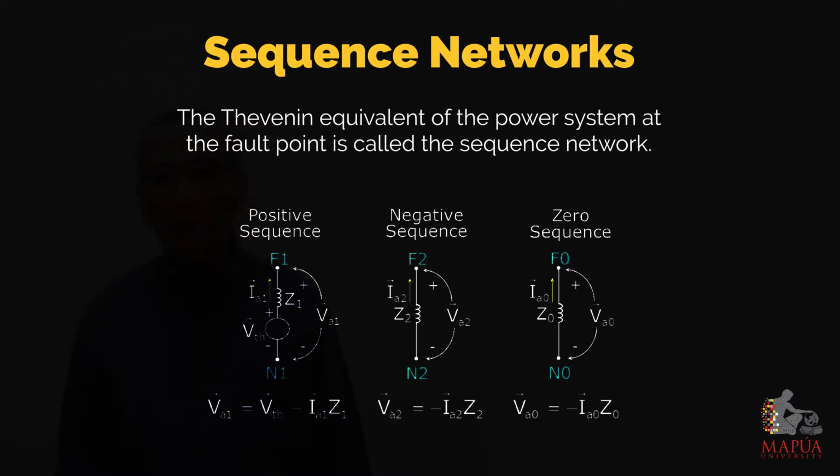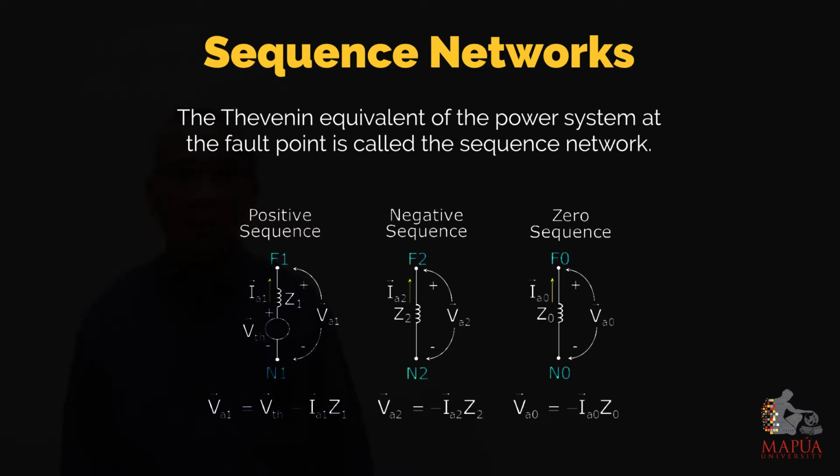And for the zero sequence, similar with the negative sequence, there is no Thevenin voltage present. But the impedance there is the zero sequence impedance measured at the faulted point and the reference bus. So thus, Va0, the voltage measured at the faulted point and the reference bus for the zero sequence network, is equal to negative Ia0 multiplied by Z0.